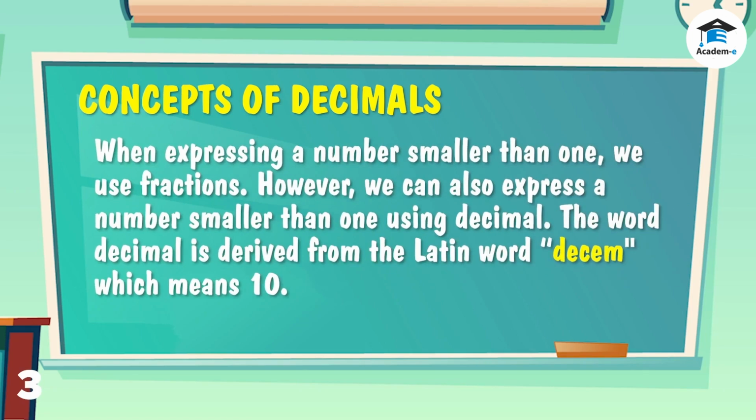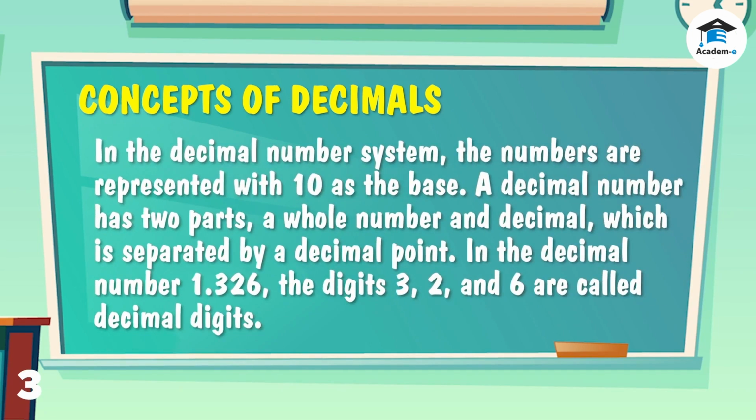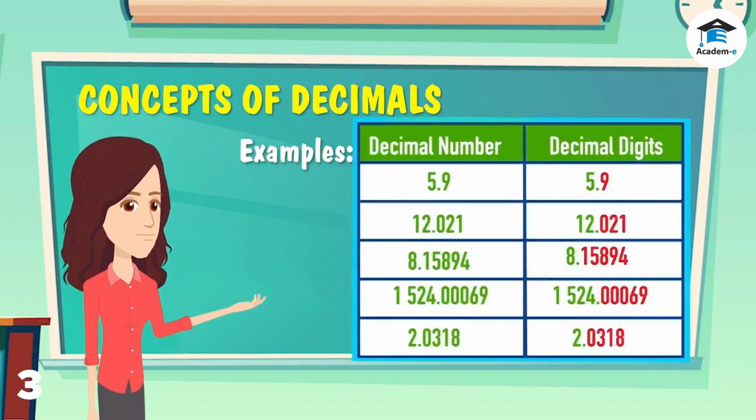Concepts of decimals. When expressing a number smaller than 1, we use fractions. However, we can also express a number smaller than 1 using decimals. The word decimal is derived from the Latin word decem, which means 10. In the decimal number system, the numbers are represented with 10 as the base. A decimal number has two parts, a whole number and a decimal, which are separated by a decimal point. In the decimal number 1.326, the digits 3, 2, and 6 are called decimal digits. Here are some examples.